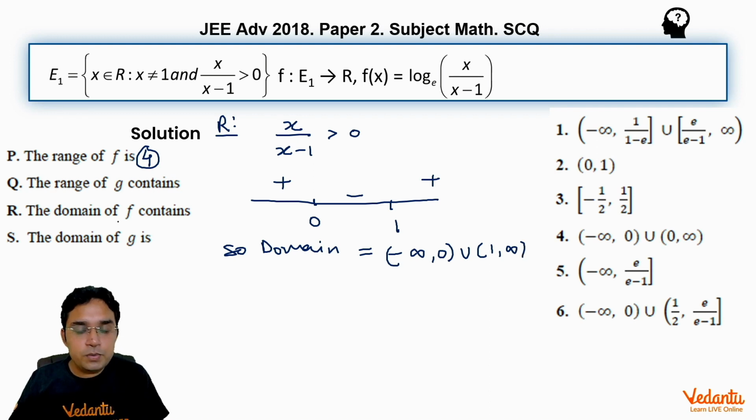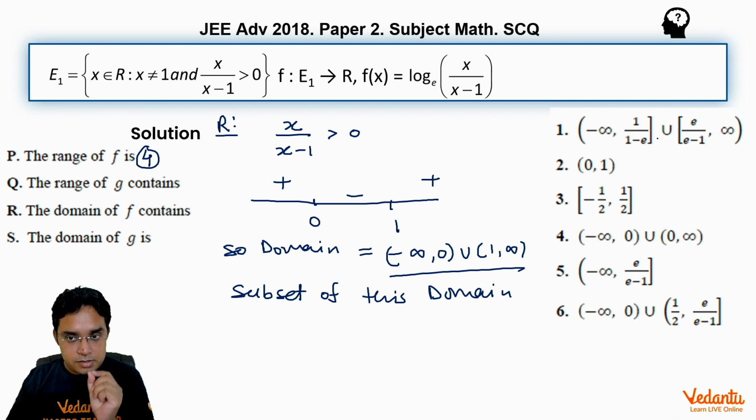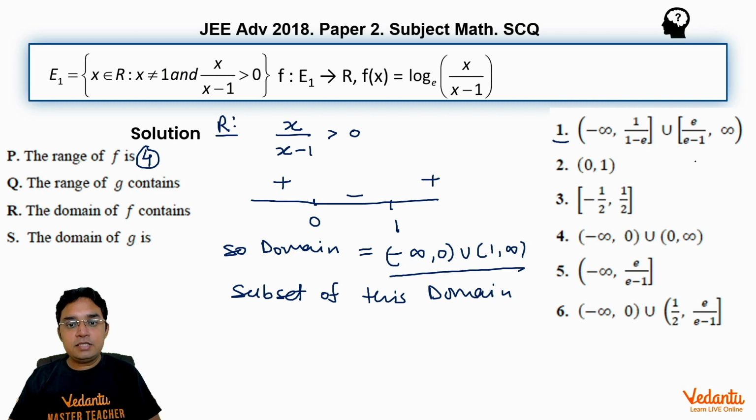But in this R option, they are asking which domain contains. So we need to find a subset of this domain. Subset of this domain is only the set given in first option on list 1, that is minus infinity to 1 upon 1 minus e, because this is a negative number.